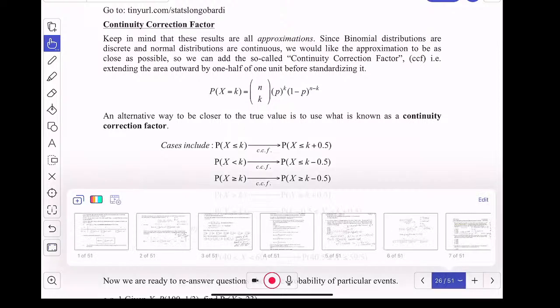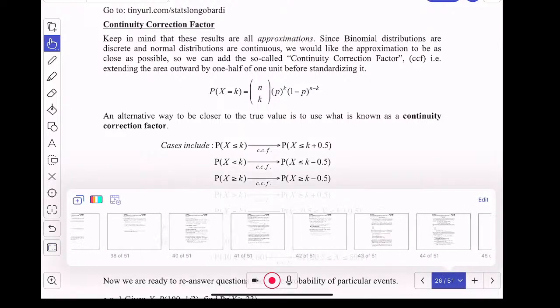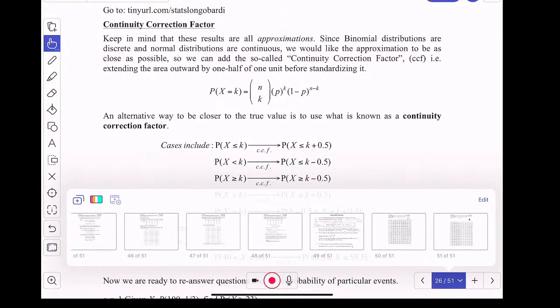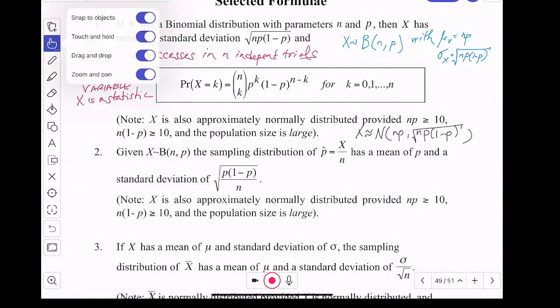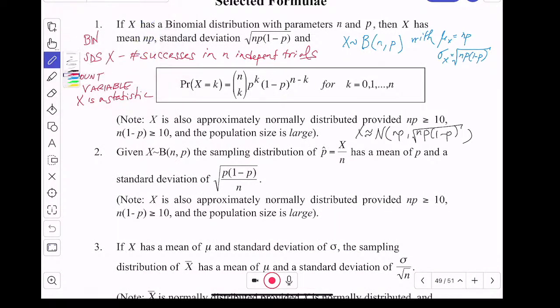So let me, before I go to page 25, let me show you what we've done so far. So we've done number 1. Number 2 is all SDS on p hat.